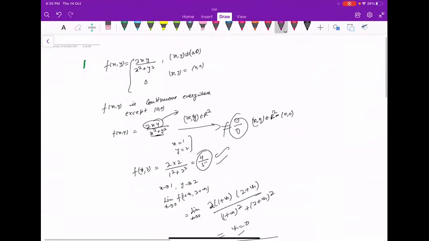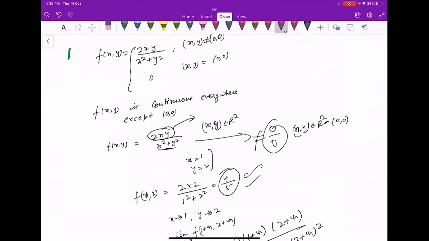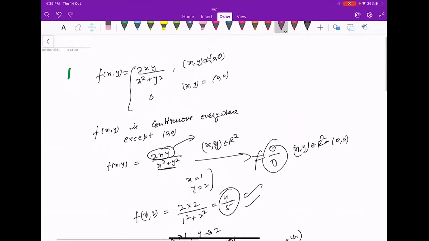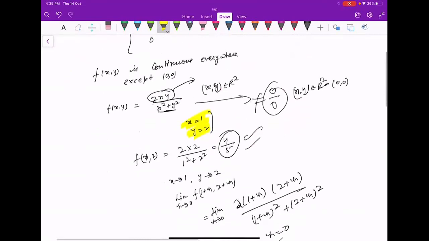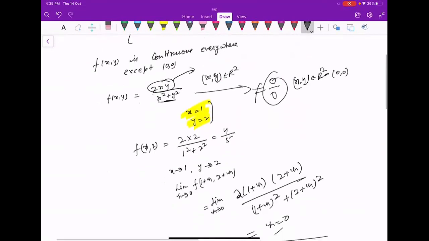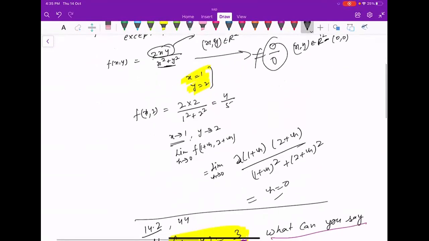जैसे आपने इस वाले क्वेश्चन की बात की, 2xy upon x square plus y square, and we are saying it is continuous. तो अगर हम फंक्शन की वैल्यू कंप्यूट करते हैं at the point (1, 2), we get the function value at (1, 2) as 4/5. Now we want to compute its limit as x is tending to 1 and y is tending to 2, then limit h tending to 0 of f(1 plus h, 2 plus h).